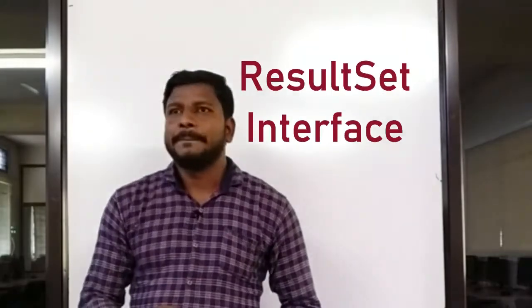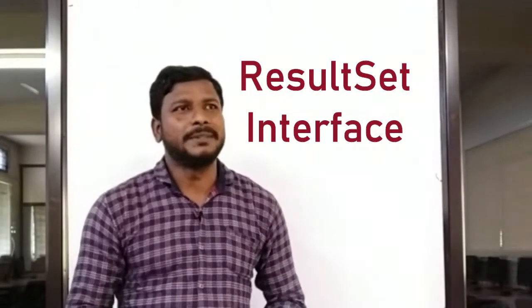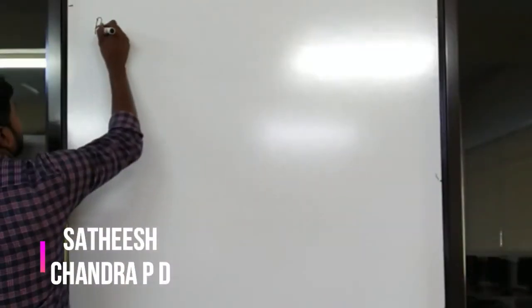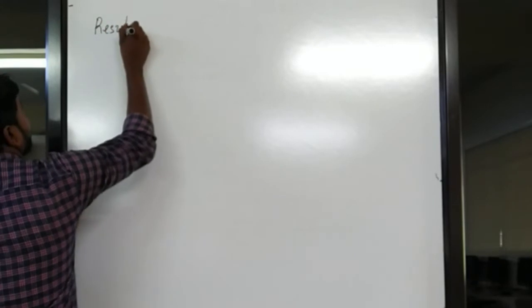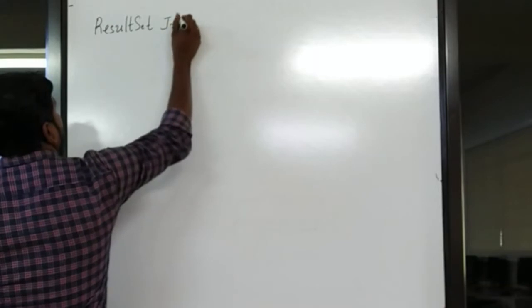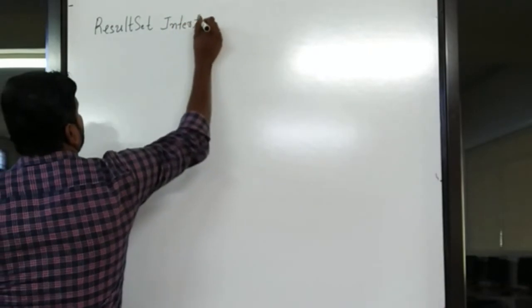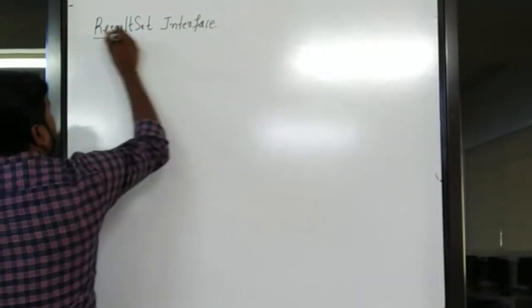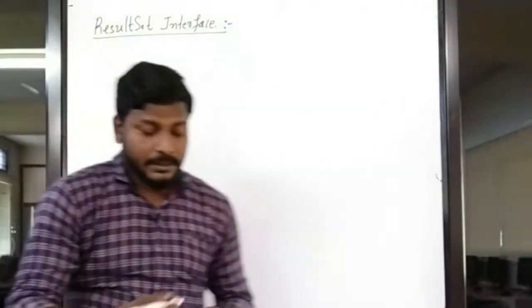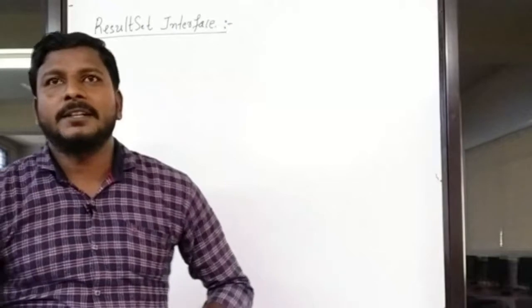They will see about the result set interface and so many properties and methods of the result set. Okay. So we already know, we used some of the methods of the result set.